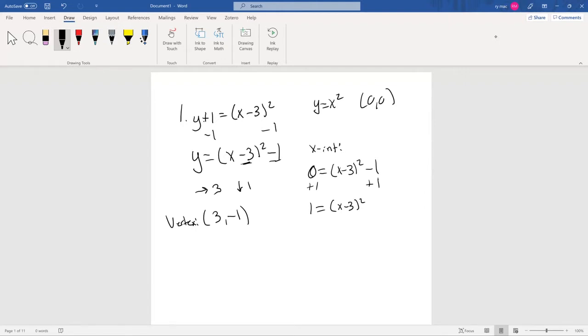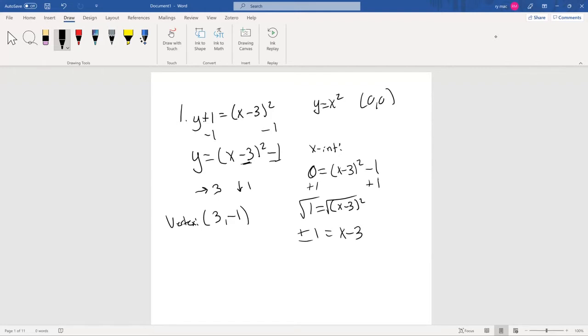To get rid of the square, we're going to take the square root of both sides. This is where you have to be super careful, though. It's not just going to be 1 on this side. Since we're taking the square root, it is plus or minus 1. Whenever you take the square root of something and you're solving for x, make sure you put plus or minus. On this side, it is just going to be x minus 3.